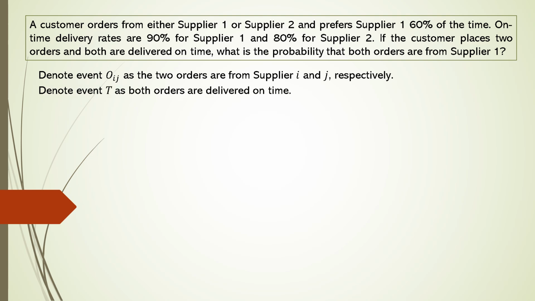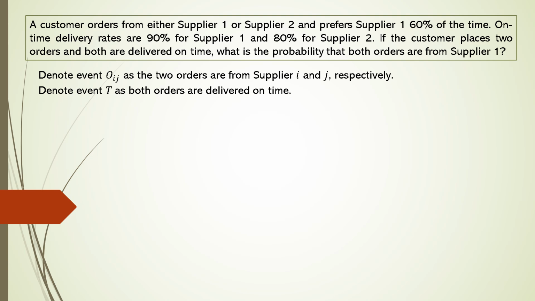But we still have deliveries. We define event T as both orders are delivered on time. Now, why do we only define this one situation? Because for 2 orders, maybe one is on time, the other is delayed, or both delayed, etc. We only define this T for both orders are on time because that's the only situation the question is asking us to do. That's why I'm not going to exhaust all possible outcomes if we look at deliveries.